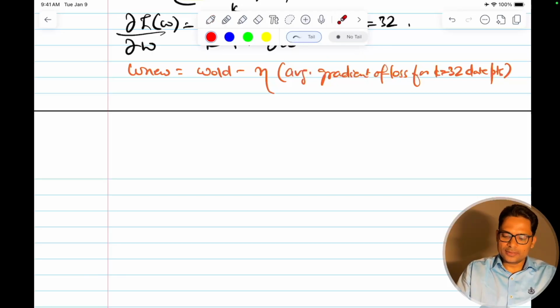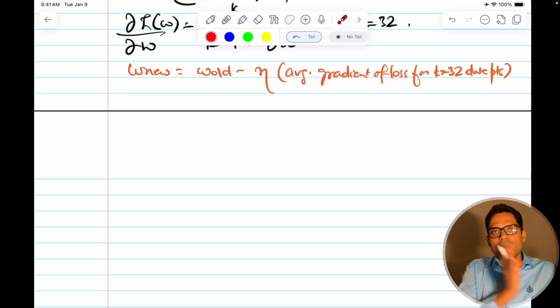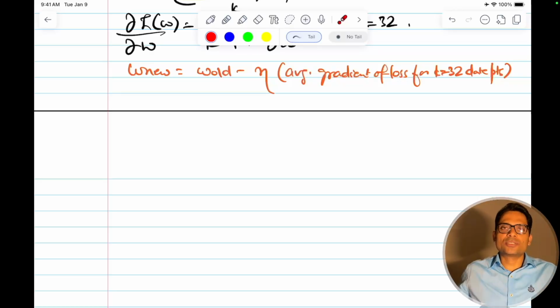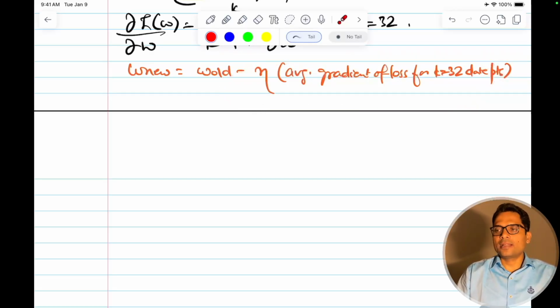So this will be the new parameter update in each iteration. It is a middle path between the random stochastic, which has only one data point, and the bulky batch, which uses all the data points. And this is what is used in all the deep learning algorithms.